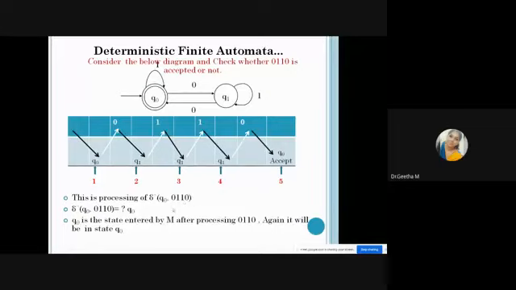So del cap, where we have started from Q naught. You want to receive all the symbols. So del cap of Q naught comma 0110. What is the answer after processing all the symbols? Finally, see the last operation. After processing all the symbols, you will be getting Q naught as output. So finally, see the second line: del cap of Q naught comma 0110 is Q naught.